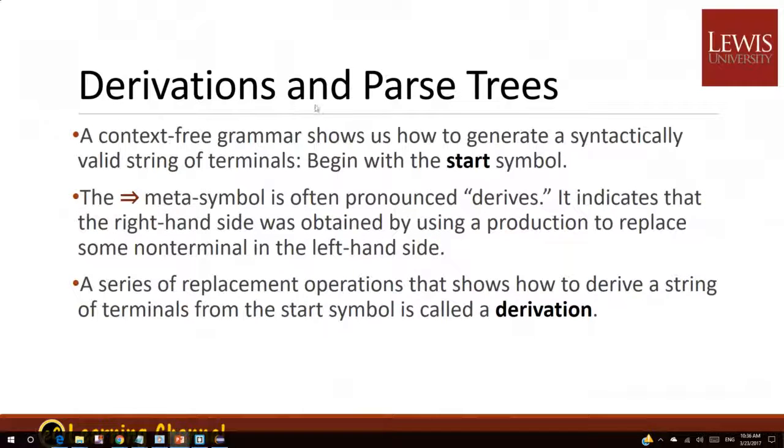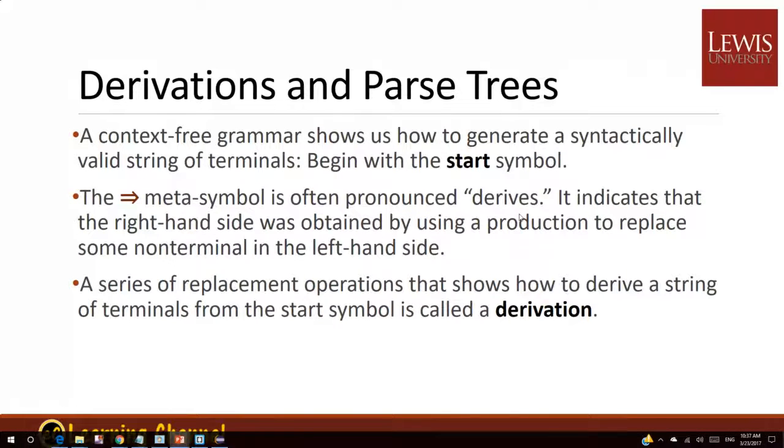The derivations and the parse tree. A context-free grammar shows us how to generate a syntactically valid string of terminals. Begin with the start symbol. This meta symbol is a double arrow. It's often pronounced, actually this is a single arrow, but it's a double line. And double arrow means two sides, okay? This is a single arrow, this meta symbol is pronounced as derives.